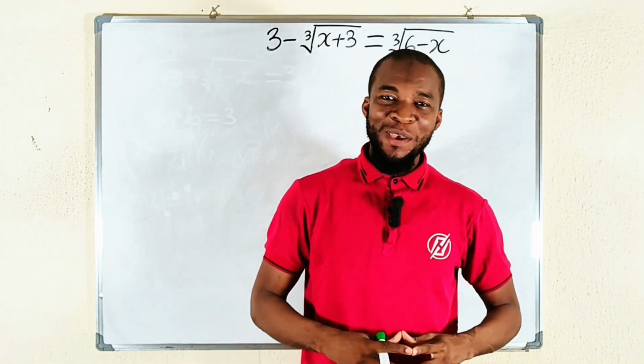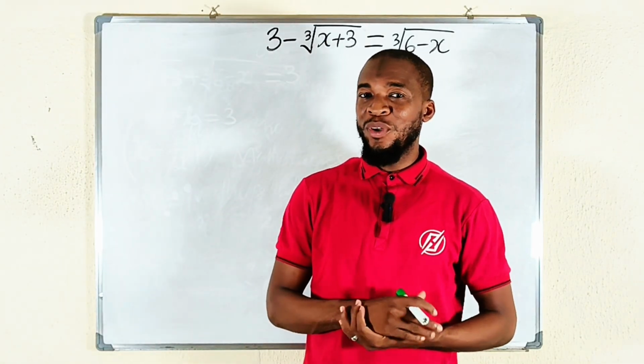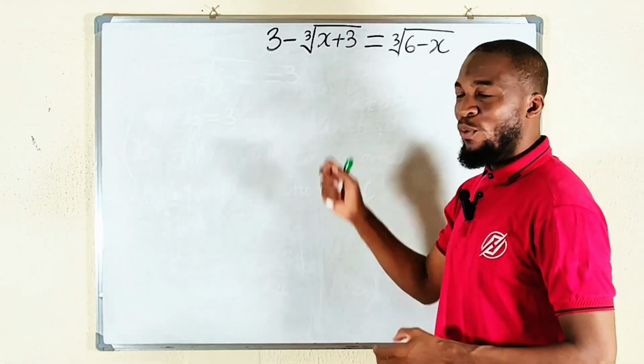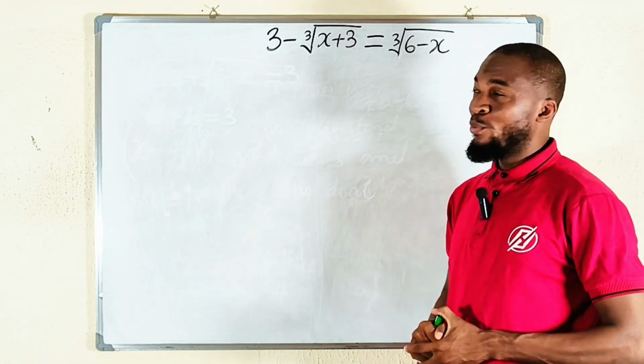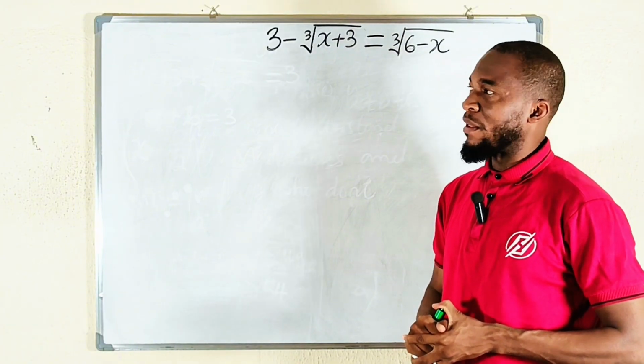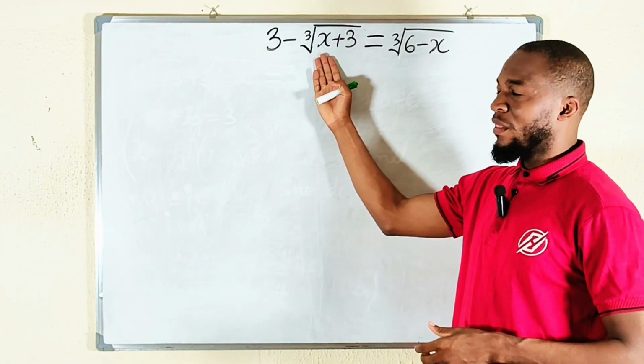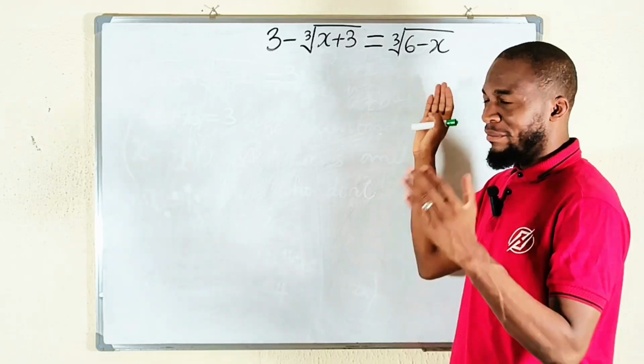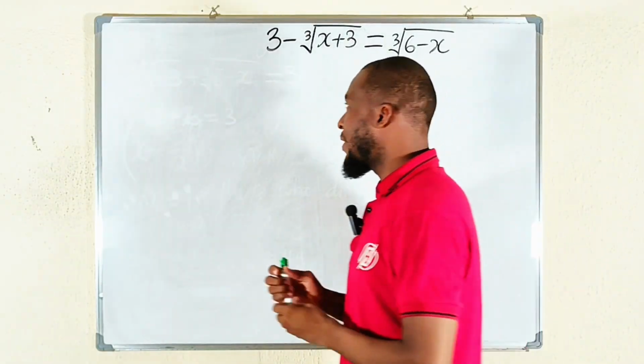In this tutorial, I'm going to guide you step by step on how you should solve this particular equation: 3 minus the cube root of x plus 3 equals the cube root of 6 minus x. First of all, I would like to take this term to the right hand side, bringing common terms together.